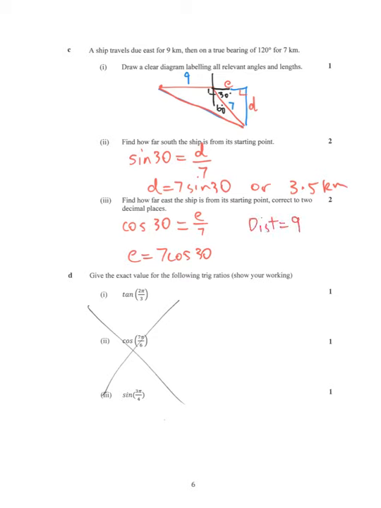is going to be 9 plus 7 cosine 30, because you've got to remember that we've travelled the 9 kilometres east to start with, and then another however many kilometres east as we've gone on that bearing of 120 degrees. Now that's going to give me a distance of 15.06 kilometres to 2 decimal places as required.